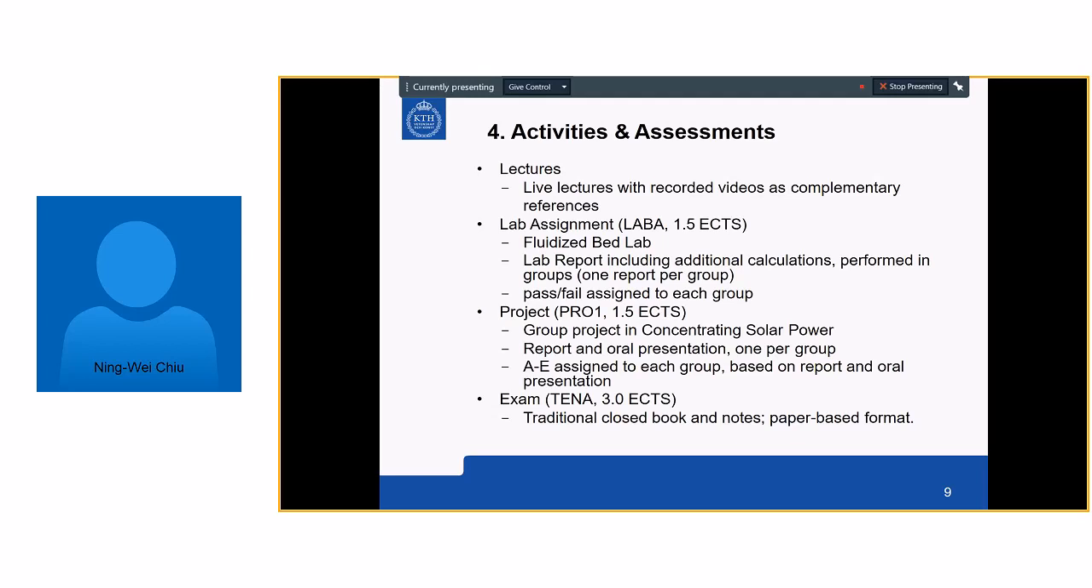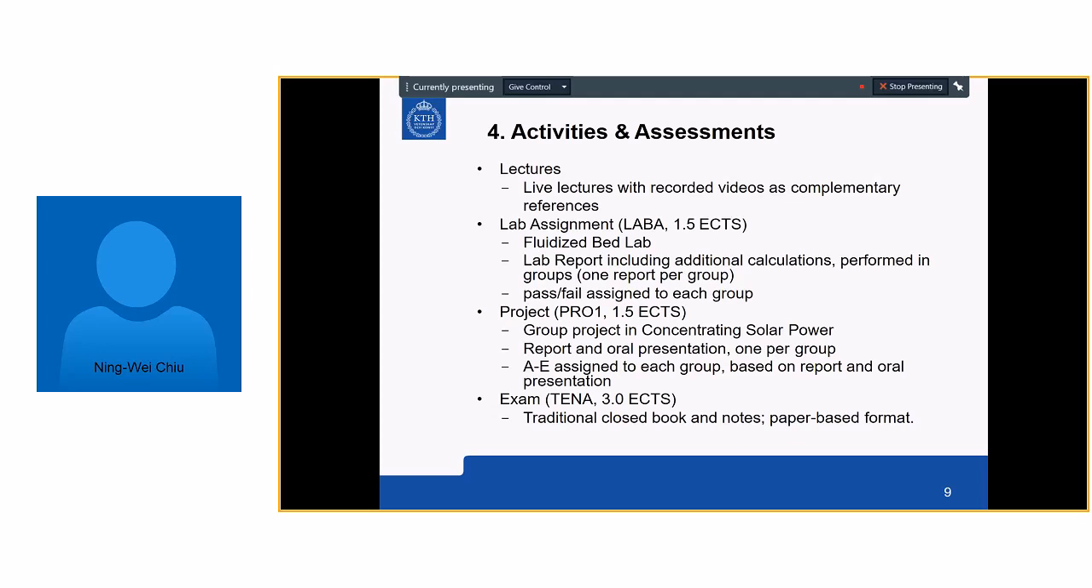Because the lab is focusing on the heat transfer aspect of the fluidized bed, but then chemical reaction, chemical equilibrium is also important. So that will be done as an exercise. So one report per group.